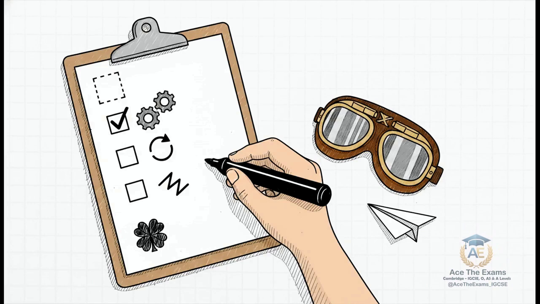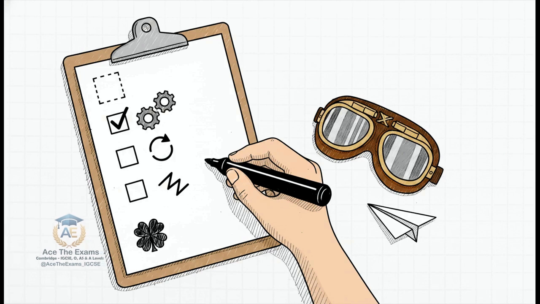To lock this in, we use the memory hack DROIC. That's the first letters of domain, range, 1-1, inverse, and composition. I want you to write this acronym at the top of your paper the second you sit down for the exam, so you never blank under pressure. When you see a functions question, run down the DROIC pre-launch checklist. Have I defined the boundaries? Is it a 1-1 relationship? It's your ultimate safety protocol.